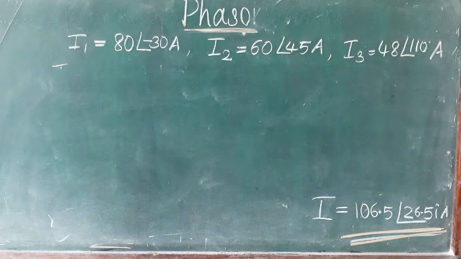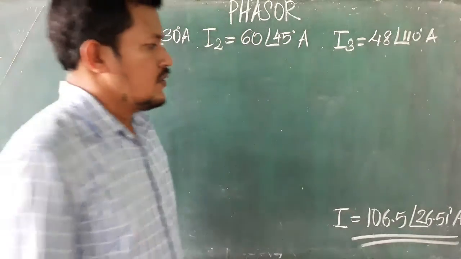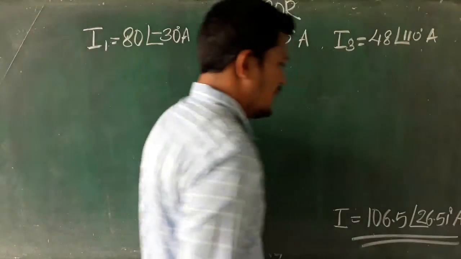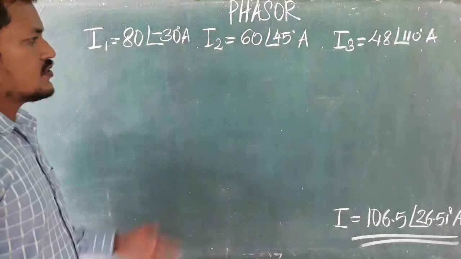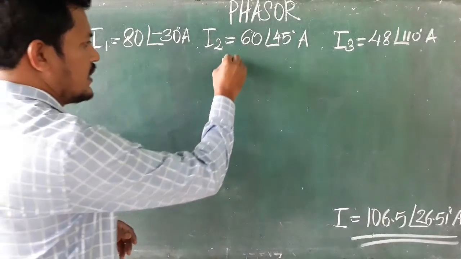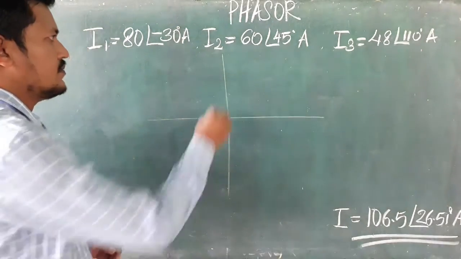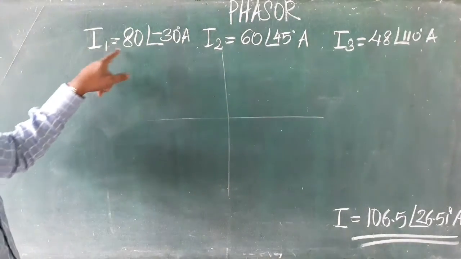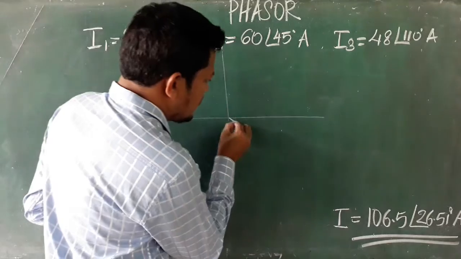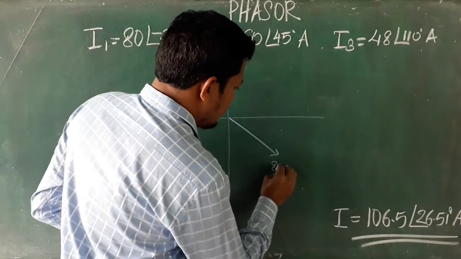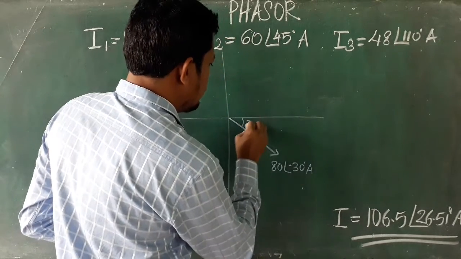Now I am going to draw the figure. So we got current equal to 106.5 at an angle 26.51 degree. This much total current in the polar form. So now we can draw the vectors or phasors according to the currents and the total current. So this is a reference line, imaginary line, and the real axis. Clear. So now we can locate 80 at an angle minus 30. This is the value 80 at an angle minus 30, so clockwise direction. So this is a 30 degree angle.